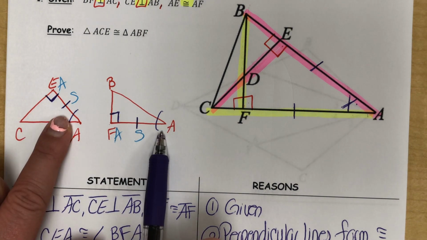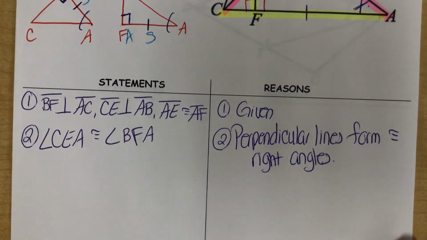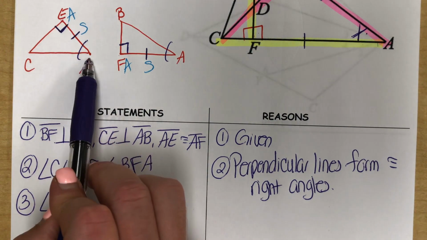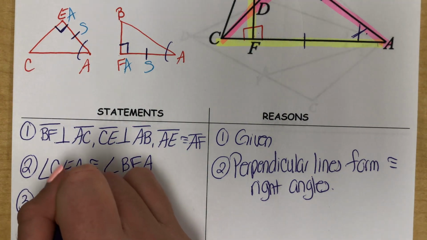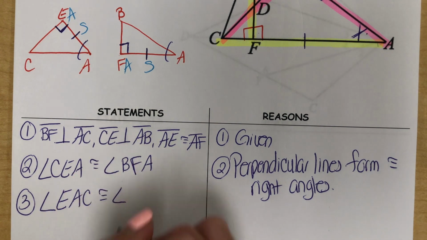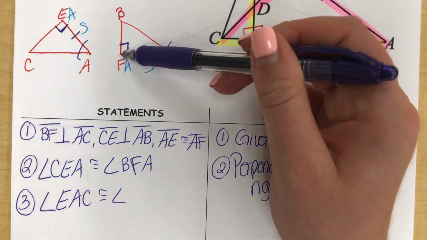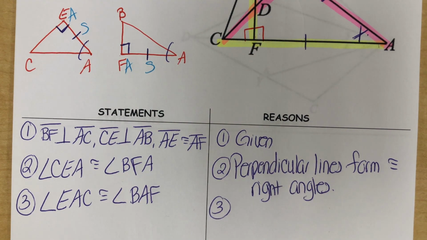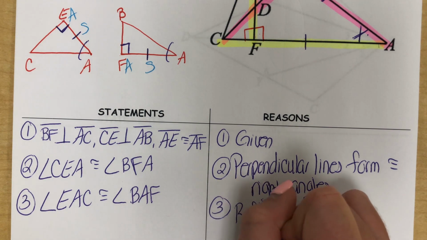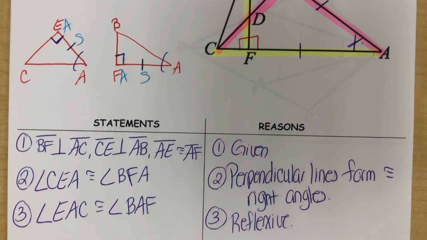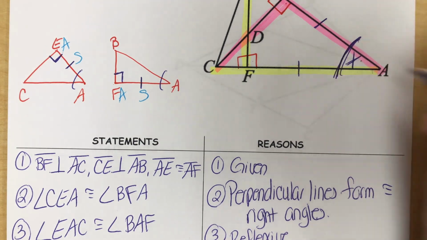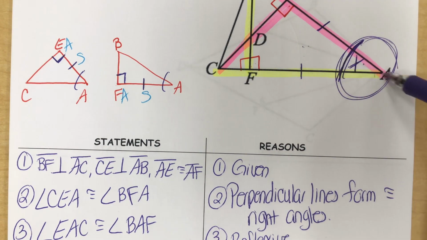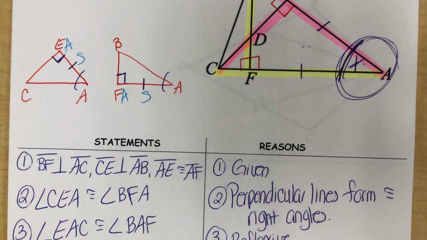I marked it, now I need to say it. So here we go, let me scroll up here again. Number 3, angle EAC. We always use 3 letters when we name an angle. EAC is congruent to angle BAF. And again, how do I know those angles are equal? Because it's reflexive. It's the same exact angle in both. All of angle A is in both triangles, okay? There's no segment cutting it at all, so I know that it's the exact same angle in both.